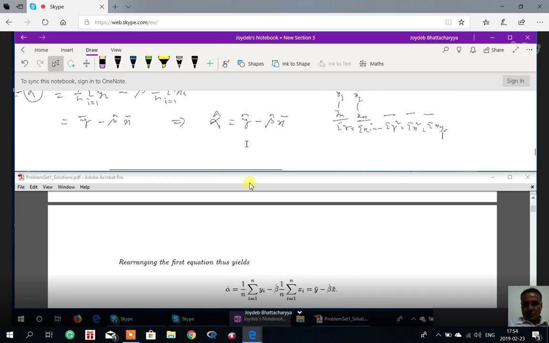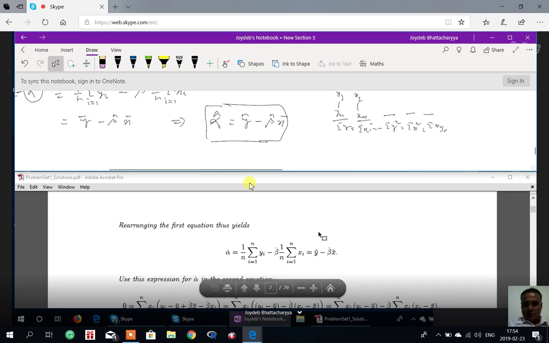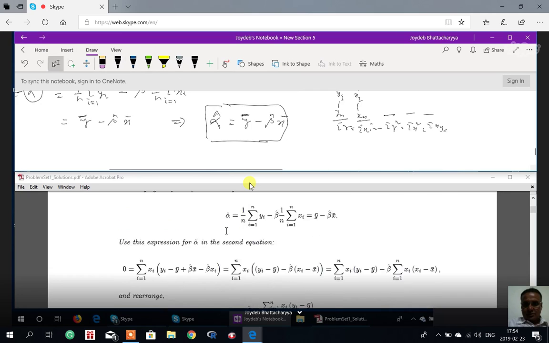So this is your estimate of alpha hat, as they have done here. That is alpha hat. This alpha hat is y bar minus beta hat x bar, where y bar is the mean of y.